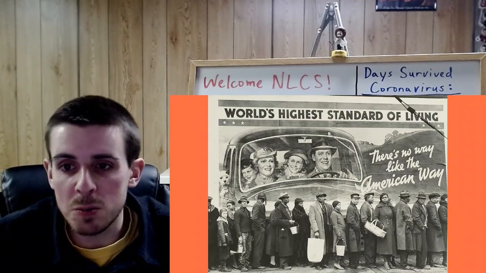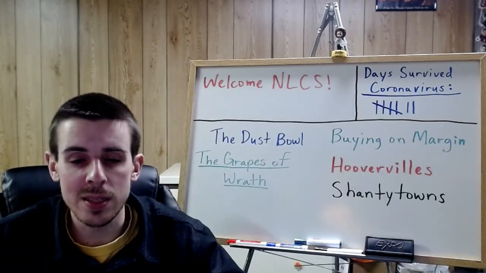This is an ironic photo because in the background is this billboard: the world's highest standard of living, there's no way like the American way. That would be a billboard that was put up in the 1920s. And then the reality is in front of them, there's a long line of people who are starving and don't have enough money to even buy a loaf of bread. So that is kind of a sad part about this.